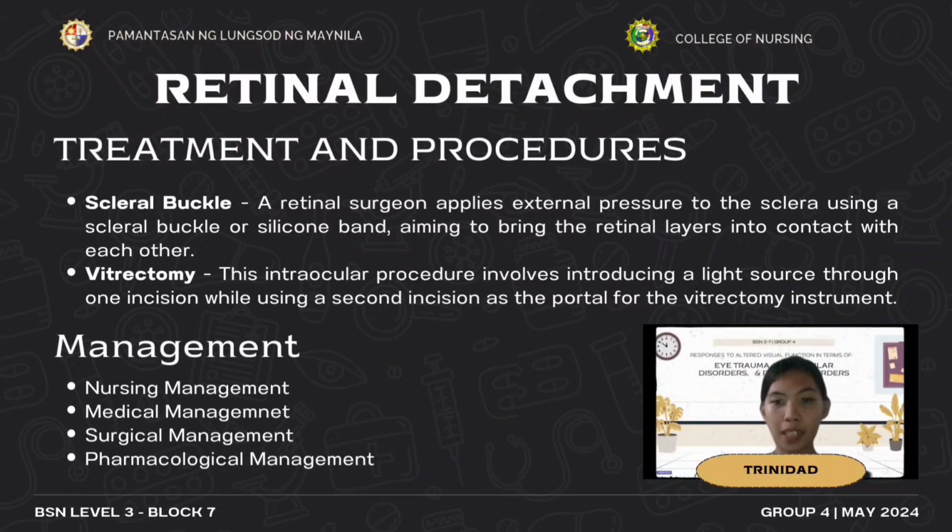To assist in reattaching the sensory retina to the retinal pigment epithelium, substances such as a gas bubble, silicone oil, or perfluorocarbon liquids may be injected into the vitreous cavity.